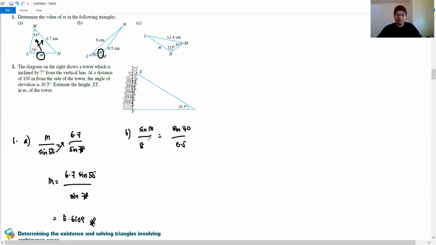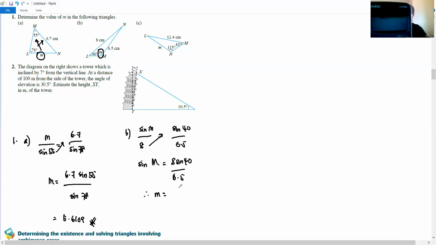What do we need to do next? Move your 8 here. It becomes sine M equals 8 sine 40 over 6.5. Therefore, M equals what? There is no problem here. So we calculate 8 sine 40 divided by 6.5. Then this is the answer that we are supposed to get.